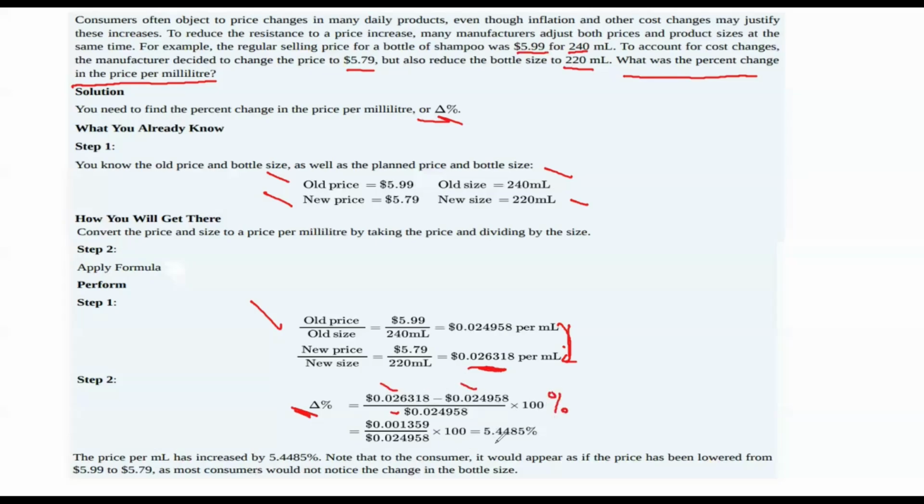And look at what happens. You get a 5.4485% increase. So even though the price of the smaller bottle is less, there was an actual increase per milliliter. You actually paid more per milliliter. Right? Neat trick by manufacturers.